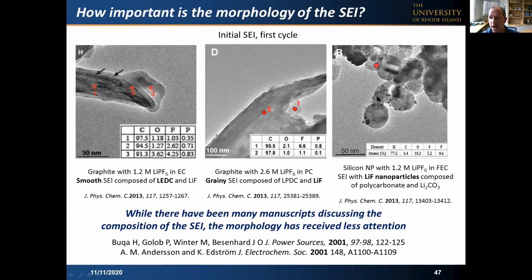Now, if we look at the silicon nanoparticles that we just went over, the silicon nanoparticles have these nanostructured lithium fluoride particles on the surface during the first charging cycle. And so what we wanted to go back and say is, how important is the morphology of the SEI? We've spent a lot of time trying to characterize and understand the components of the SEI, but what's the role of the overall morphology of the SEI also? And while there have been many manuscripts discussing the composition, the morphology has received far less attention.